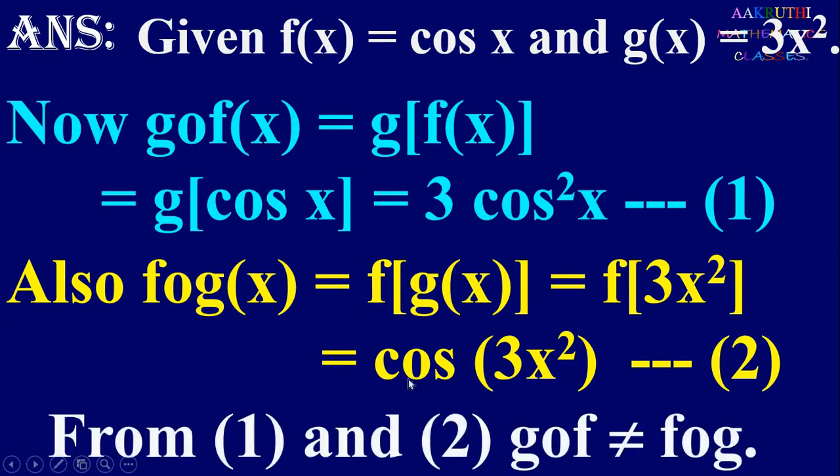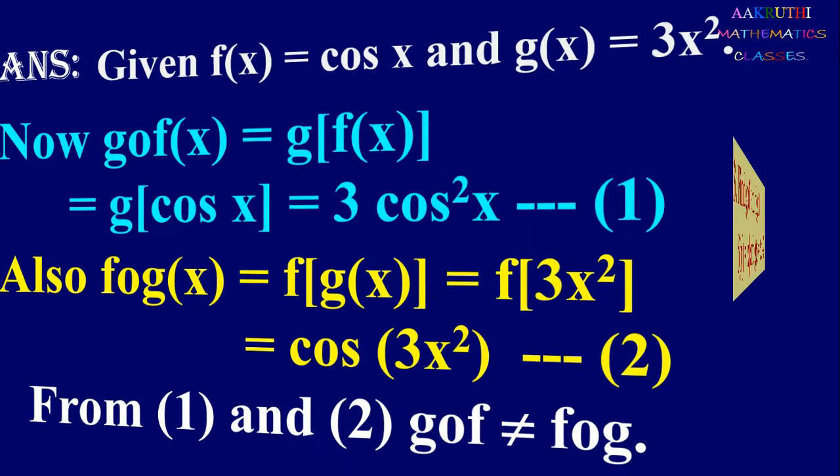From equations 1 and 2 we can write g composite f is not equal to f composite g. Here g composite f of x is 3 cos square x and f composite g of x is cos 3x square, and they are not equal.